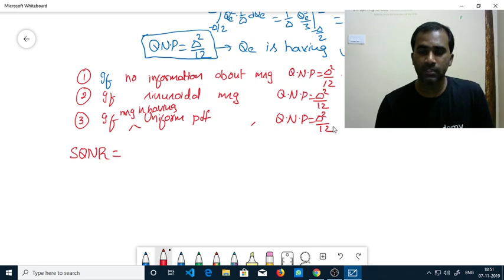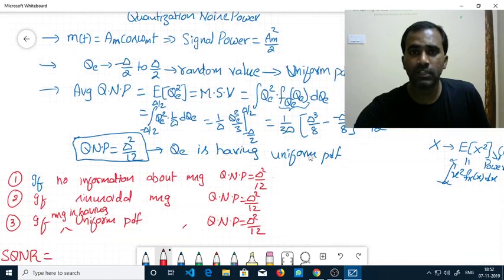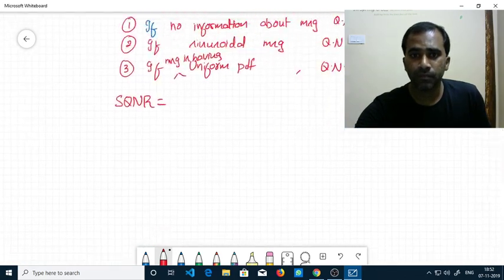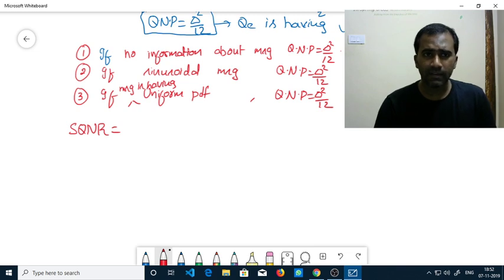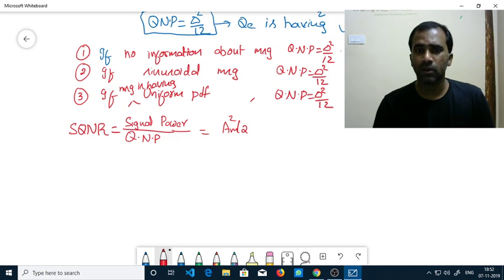Signal to quantization noise ratio is equal to, what is the signal to quantization noise ratio? Just now we have calculated the signal power and quantization noise power. Signal power divided by quantization noise power. And signal power is AM square divided by 2. That is what we got, because we have assumed the message is sinusoidal. If the message is different from sinusoidal, this power will change. Next, quantization noise power, under these three situations, is delta square by 12.